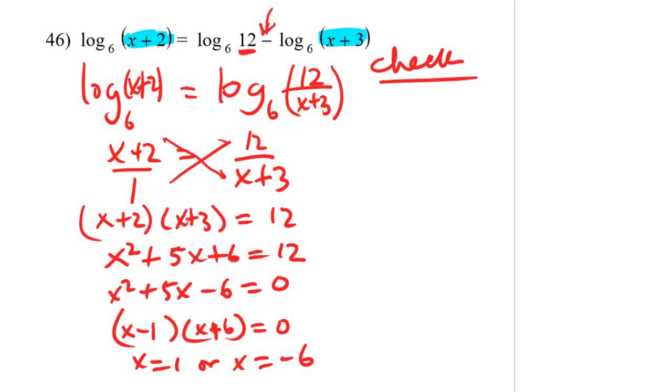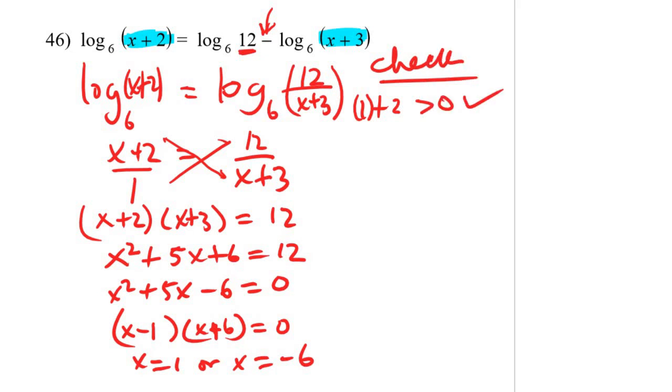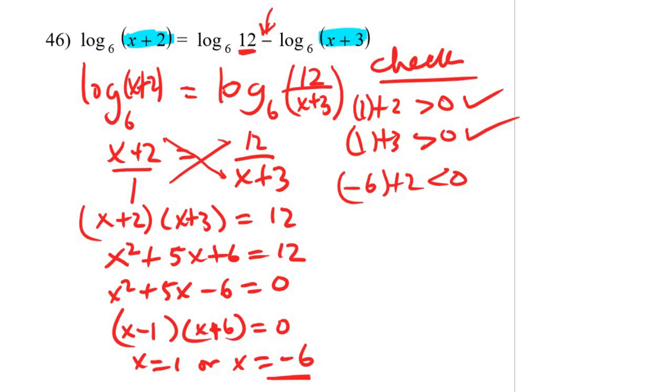Okay, let's go with x equals 1. We're going to check x equals 1. So when x equals 1, it will be 1 plus 2. 1 plus 2 is 3, which is greater than 0. Check. That's good. I check the other one. 1 plus 3 is also greater than 0. Check. Okay, good. I go to the second answer now. Negative 6 plus 2. Oops, that's not greater than 0. That's less than 0. Bad.